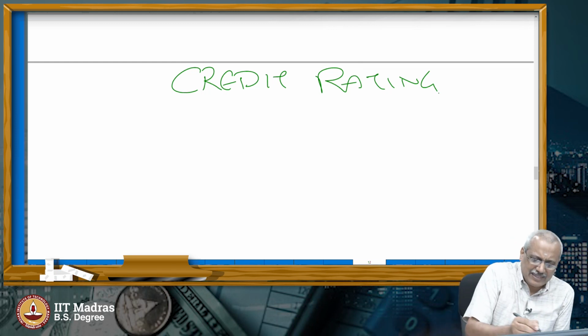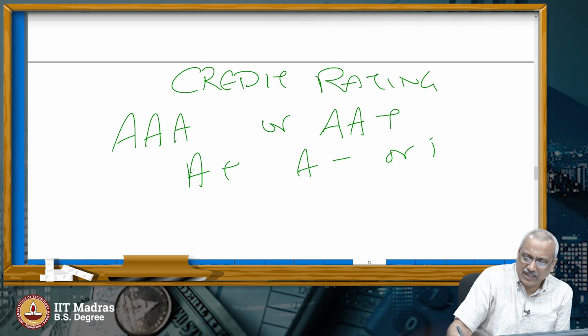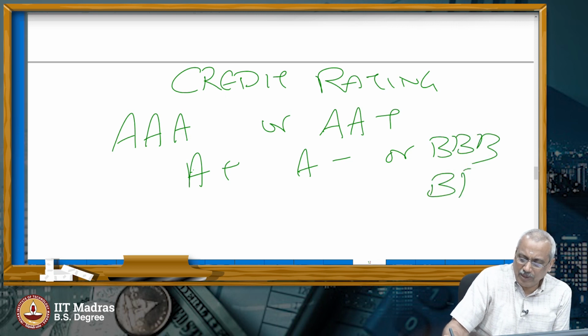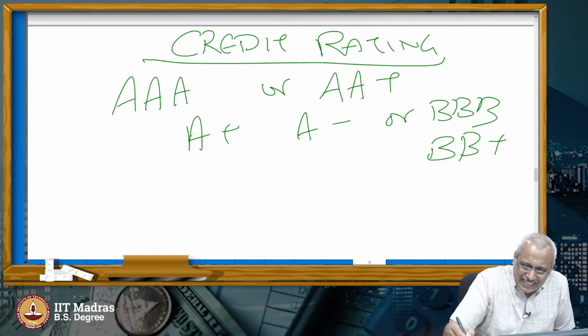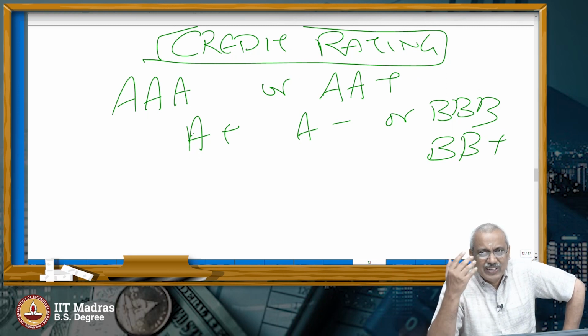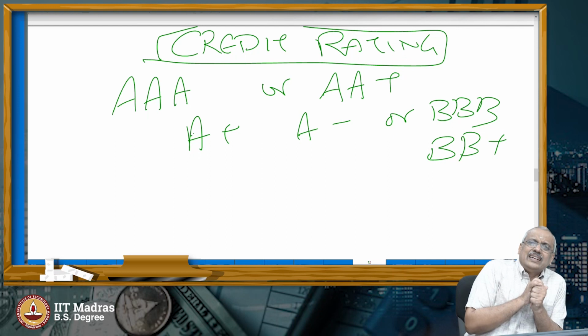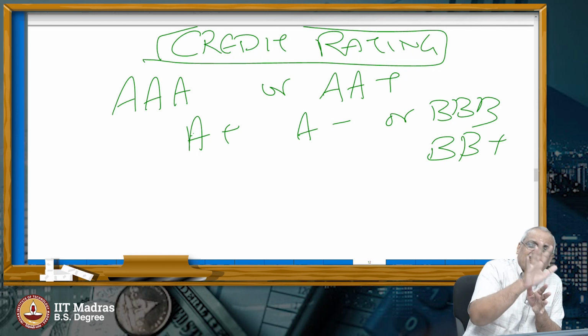You would have seen alphabets like AAA or AA plus or A plus or A minus or triple B or double B plus, etc. Now, these are all done by an external agency called credit rating agencies. In India, we look at CRISIL, we look at ICRA, we look at Fitch and so on and so forth. International, of course, Standard & Poor's, Moody's, etc. So, what do they indicate? These alphabets are supposed to signify the level of risk.